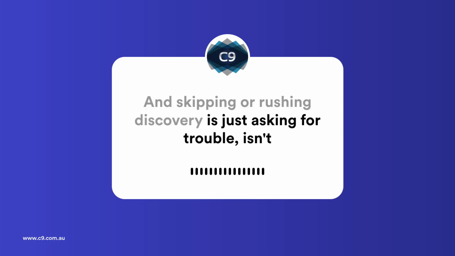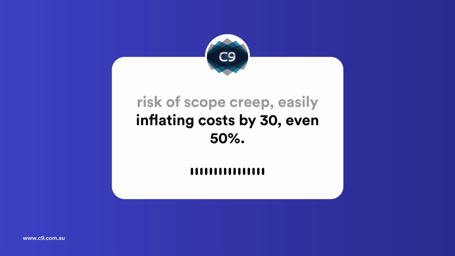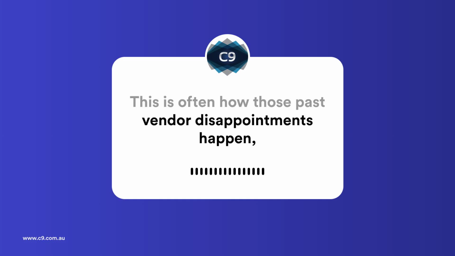And skipping or rushing discovery is just asking for trouble, isn't it? Costly trouble. It really is. It significantly increases the risk of scope creep, easily inflating costs by 30, even 50%. This is often how those past vendor disappointments happen, right?